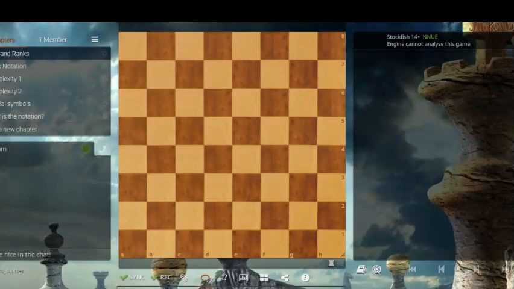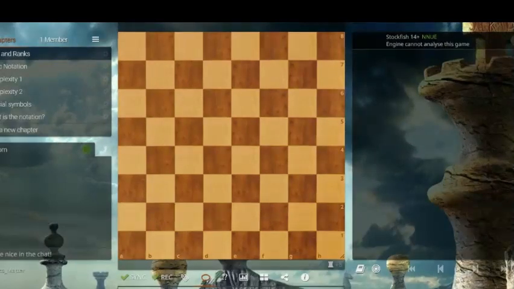In this video I'll cover files and ranks, how each square is unique, and what special symbols each piece and action uses to record the game. So let's get started. First of all, we have to understand what a file and rank is.